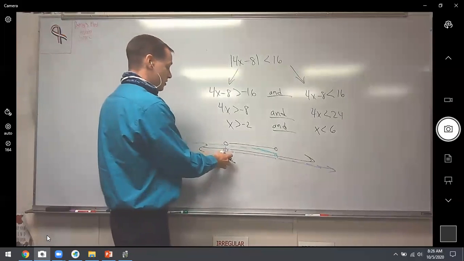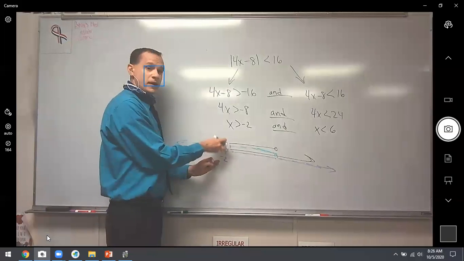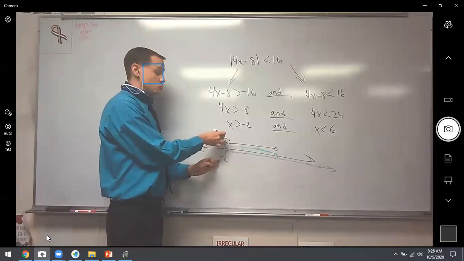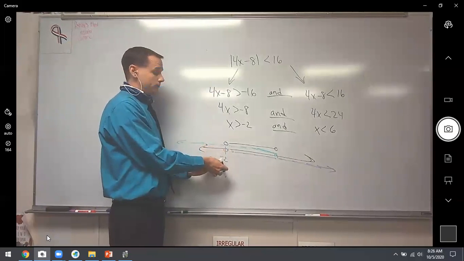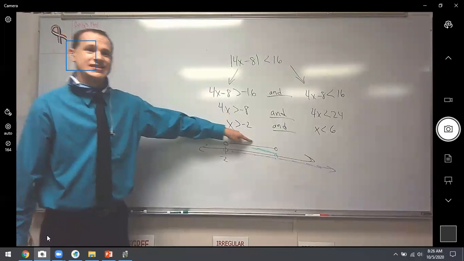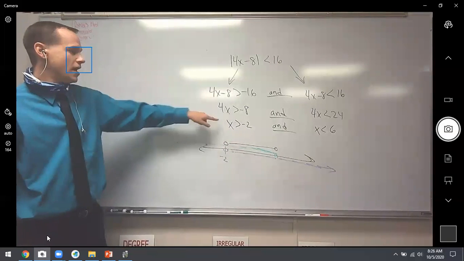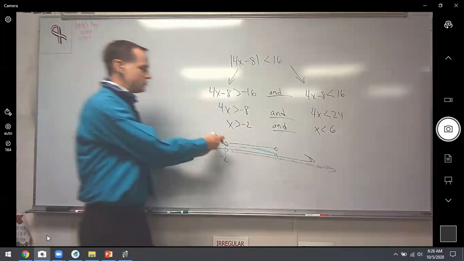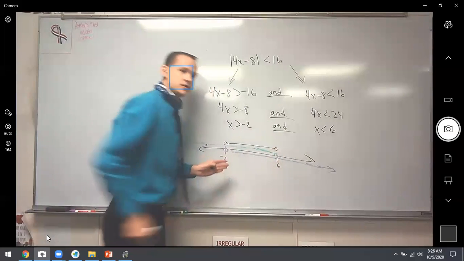So open circle on -2, because -2 isn't in both of them, is it? It's not this one and this one. No, that's an open one. But wherever they overlap, essentially. So graphically, your answer is this right here. X's are between -2 and 6, correct?